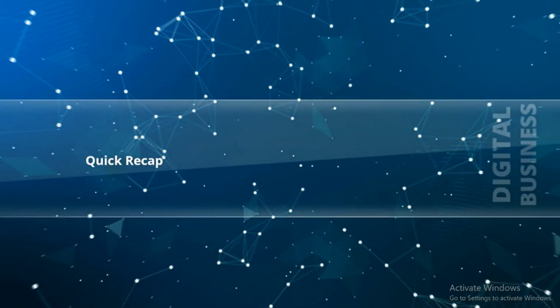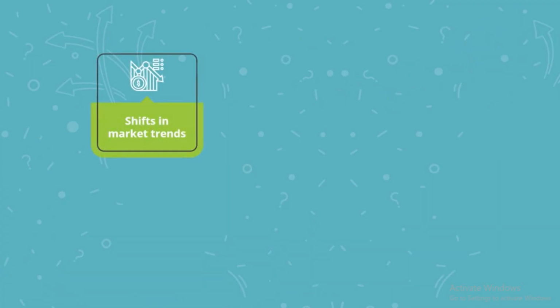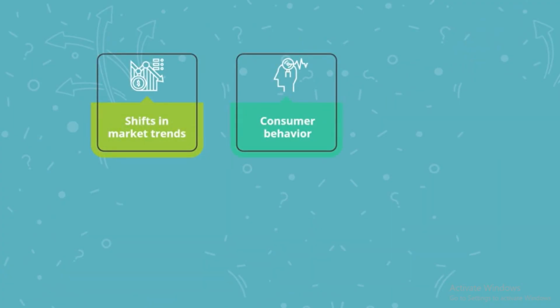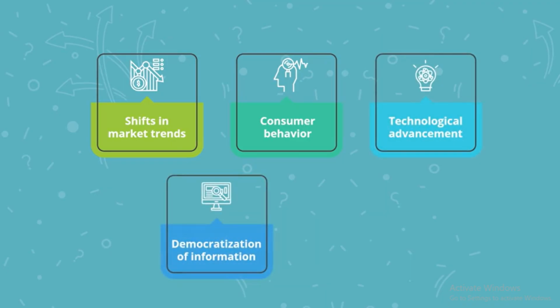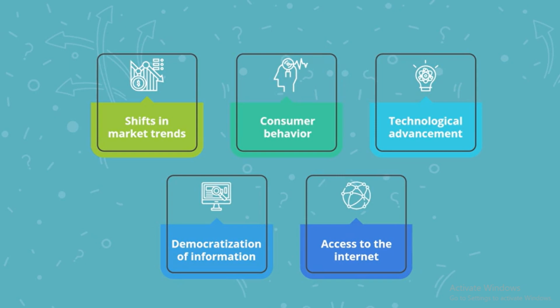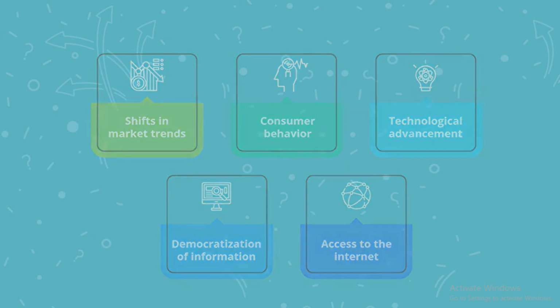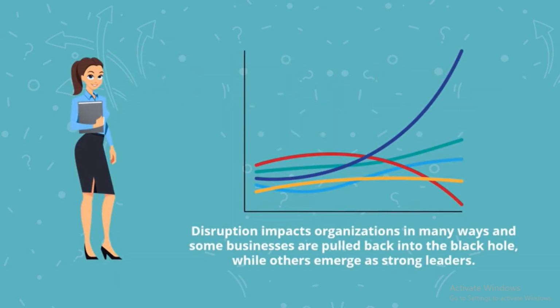So, it's time for a quick recap. Disruptive changes occur due to shifts in market trends, consumer behavior, technological advancement, the democratization of information, access to the internet, and more. Anna learns that disruption impacts organizations in many ways, and some businesses are pulled back into the black hole, while others emerge as strong leaders.